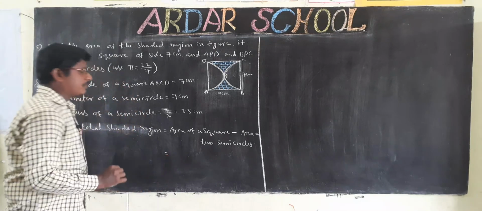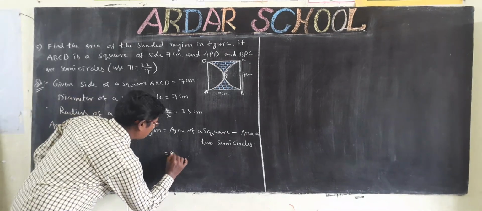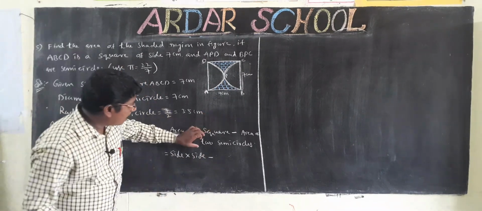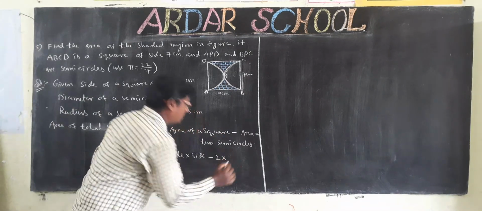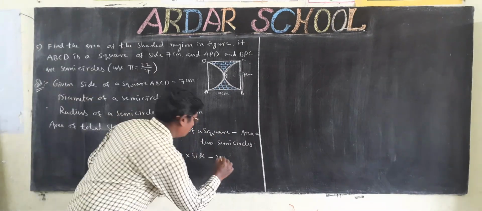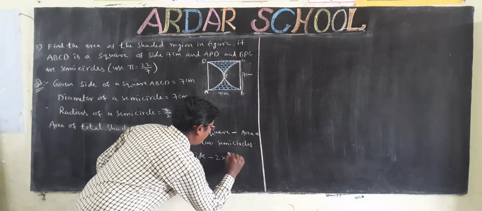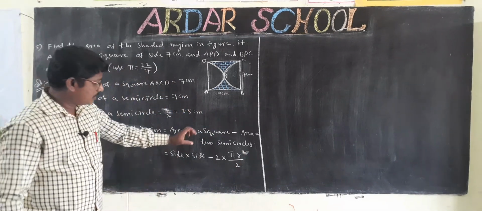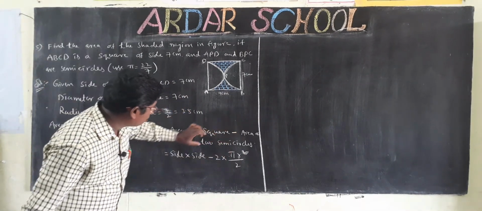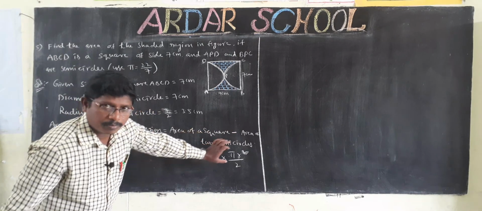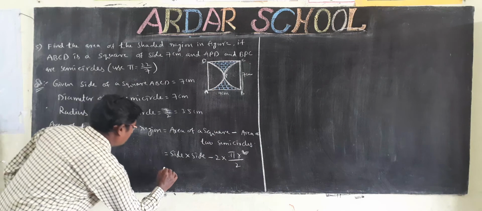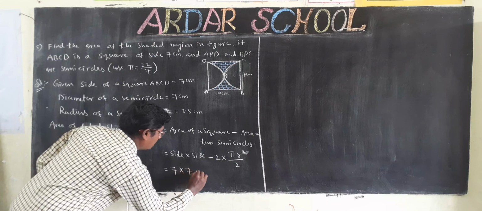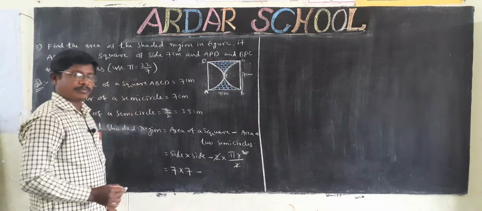So the area of a square, what is the formula? Side into side, minus the area of two semicircles, which means 2 into the area of a semicircle. The area of a semicircle is pi r square by 2. Here two semicircles, that is why 2 into pi r square by 2. What is the side of the square? 7 centimeters. 7 into 7 minus, here the 2 cancels, pi r square.